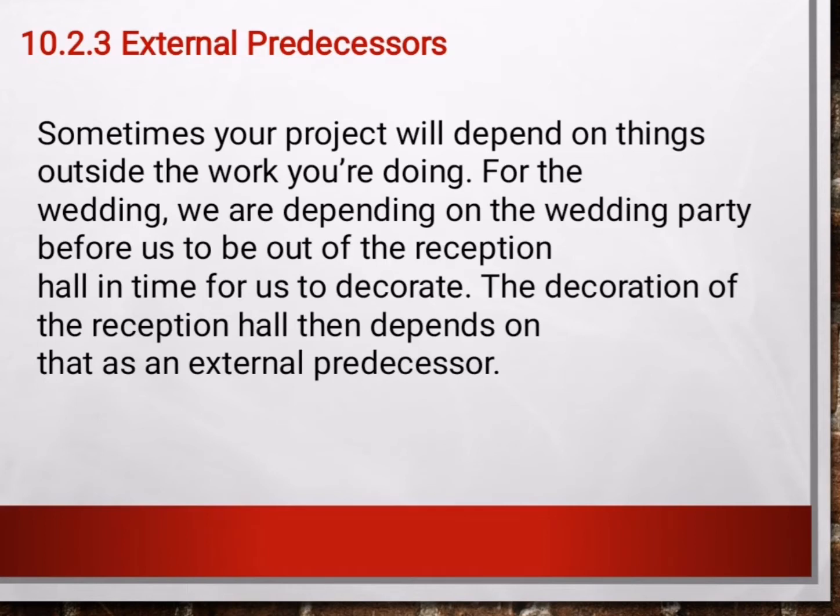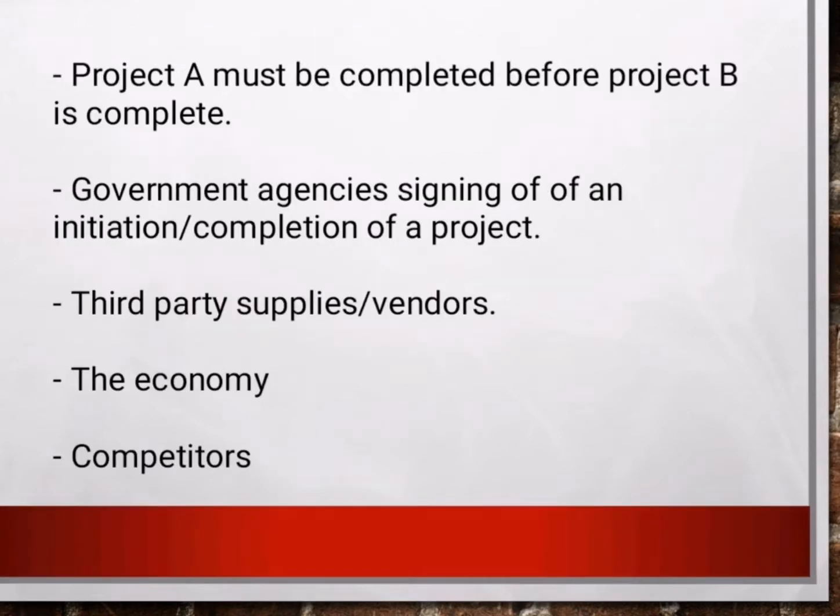External predecessors. When we say external predecessors, it is a task in the current project that resides in another project, represented by a task that appears deemed in the task list. Here are some examples of external predecessors. First, Project A must be completed before Project B is complete.